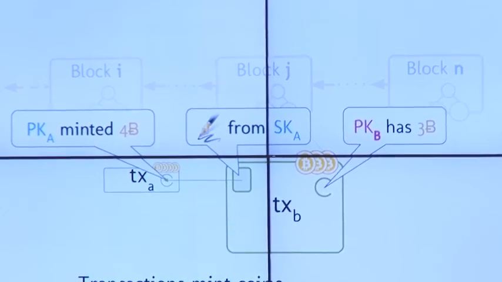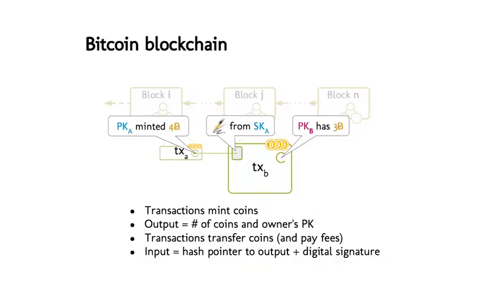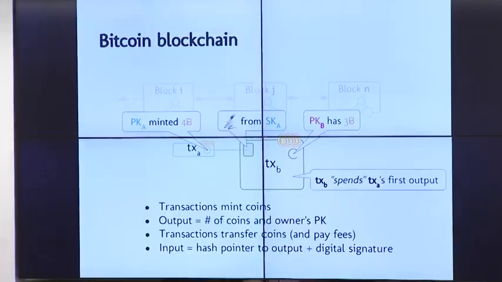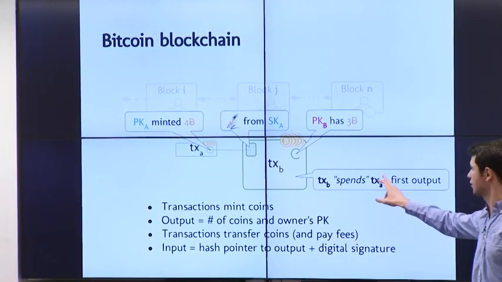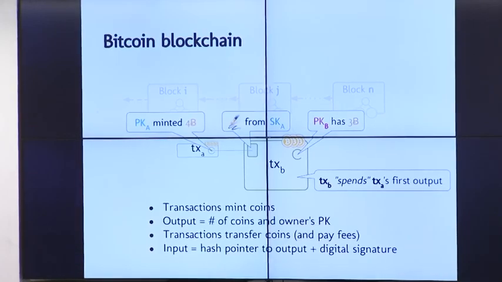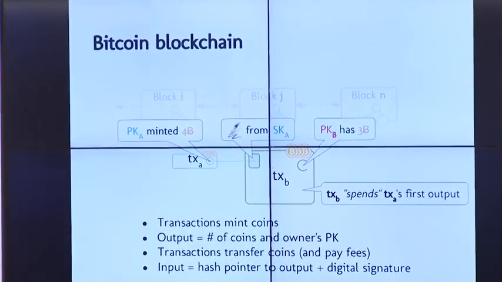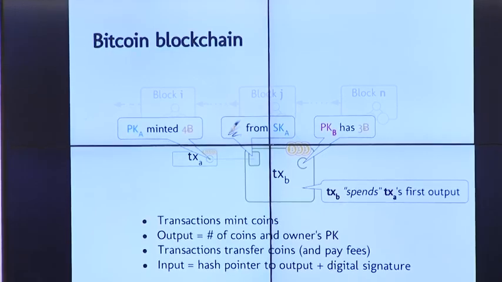Does this make sense? How many of you are with me? All right. Any questions about how transaction inputs and outputs work? If you remember, in the input here, you have a hash pointer to the output here. So the high level idea here is that the output is just a number of coins and a public key, and the input is a hash pointer to an output plus a digital signature from that output's public key. Okay? And what happens here is that transaction B is spending transaction A's first output. That's the terminology that we're going to use. And I think you guys have already used terminology like this.